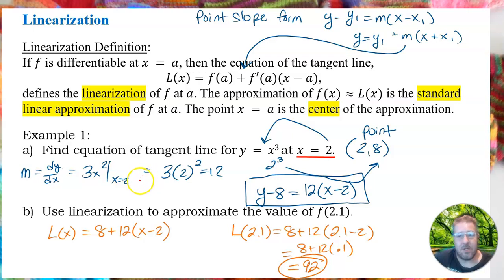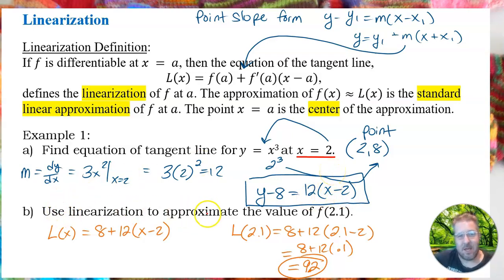The next thing you need to do is find the slope of that tangent line. And then you would use your simple power rule. X cubed becomes 3x squared. Plug in your 2 and you get a slope of 12. And there's your tangent line equation, something you've probably been doing since the very beginning.